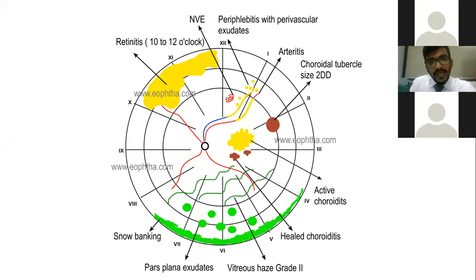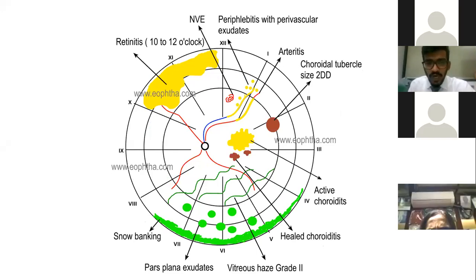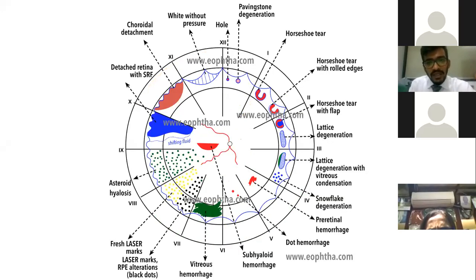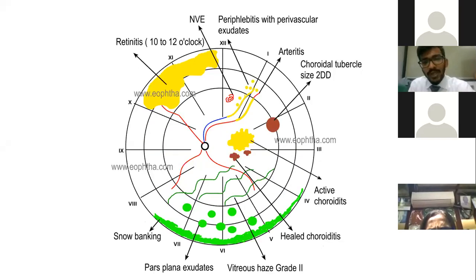Yellow is also used for retinitis. Active choroiditis you draw with yellow, and healed choroiditis you draw with brown. These images are very nicely given in eOphtha. This is also downloaded from there. You can copy it and save it for all your future references.